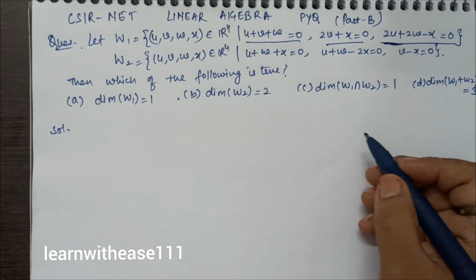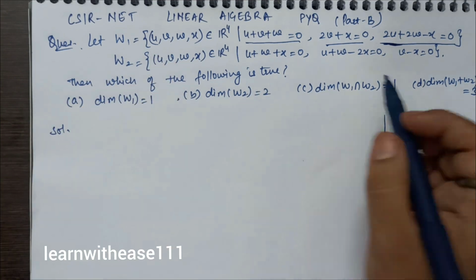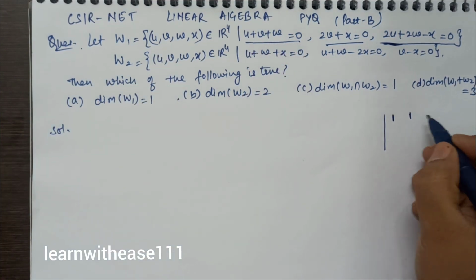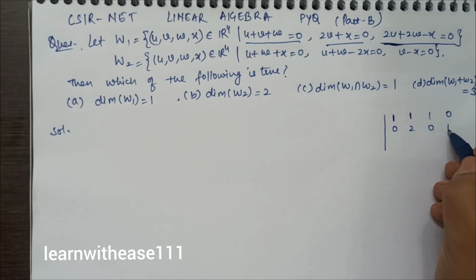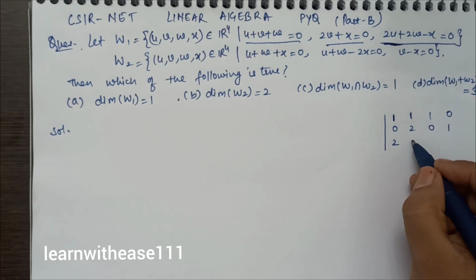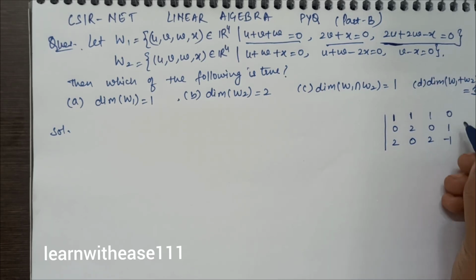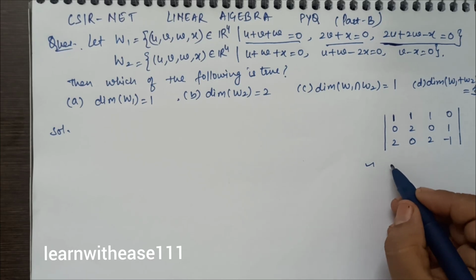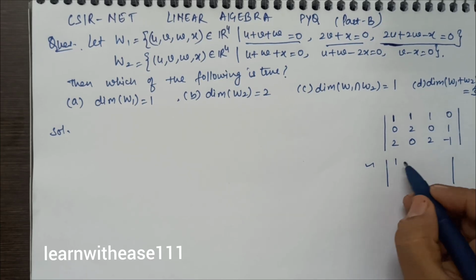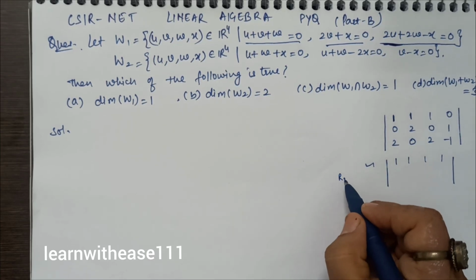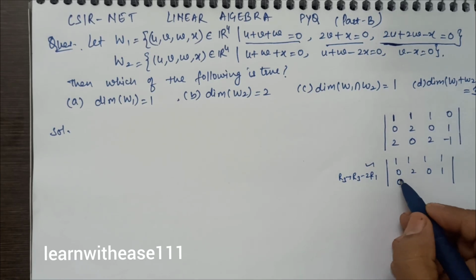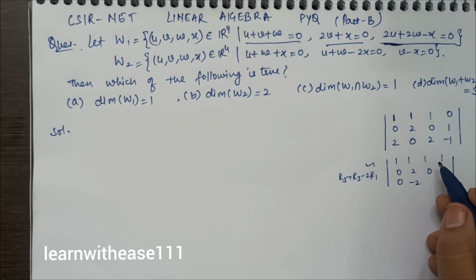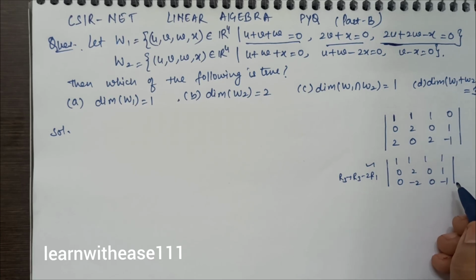Regarding the solution, we need to check which of the conditions are linearly independent, in case of W1 first. So I'm writing the coefficients: coefficient of U is 1, coefficient of V is 1, W is 1, X is missing in the first condition, so it's 0. Likewise, we need to reduce this matrix to row echelon form. Operating R3 tends to R3 minus 2 times R1. First and second rows are same; the change is in R3.